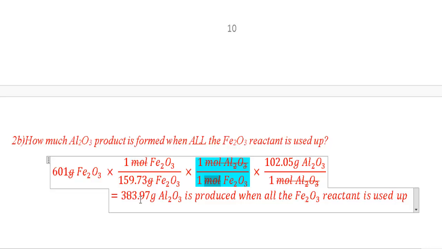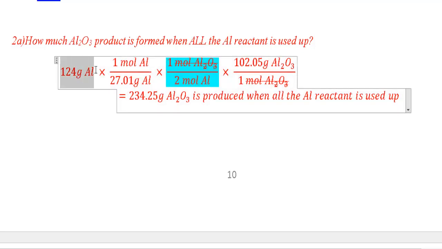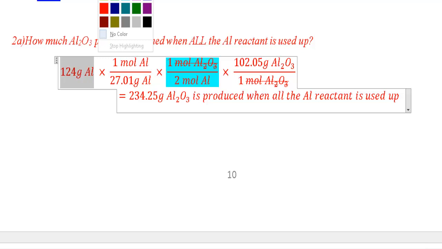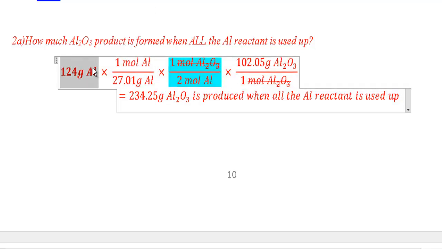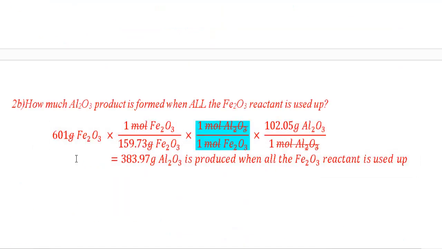Is it going to be the reactant that produces 383.97 grams of the product? Or is it going to be the reactant that produces 234.25 grams of the product? The limiting reactant sets the limit. So this is going to be your limiting reactant. So this 124 grams of Al, the aluminum, is going to be your limiting reactant. Your excess reactant is going to be Fe2O3.